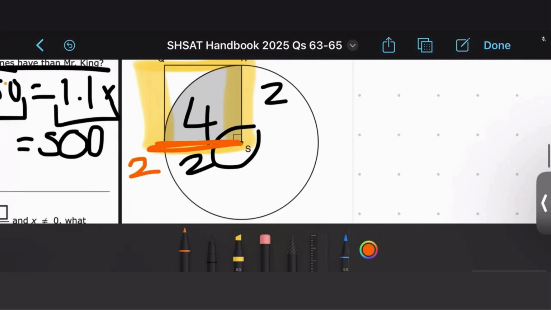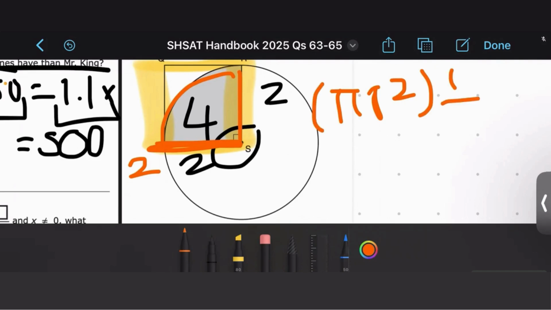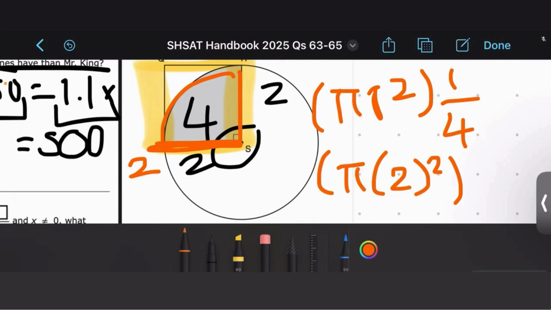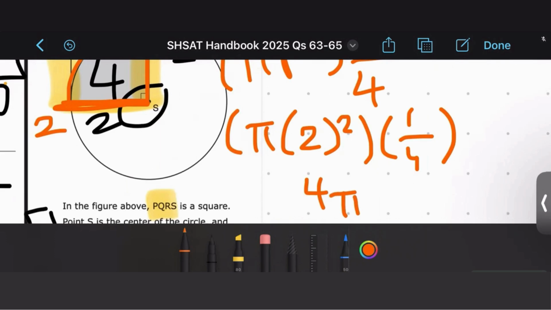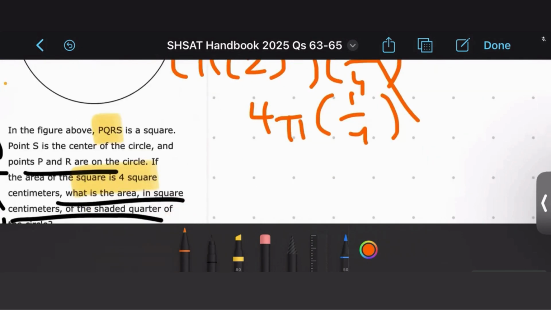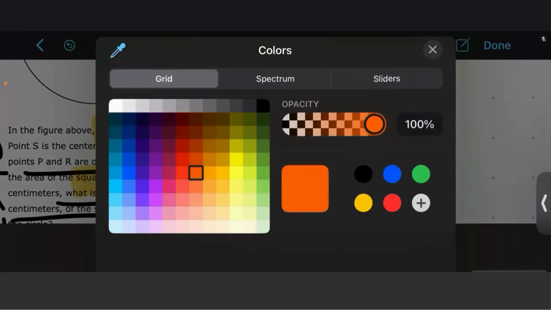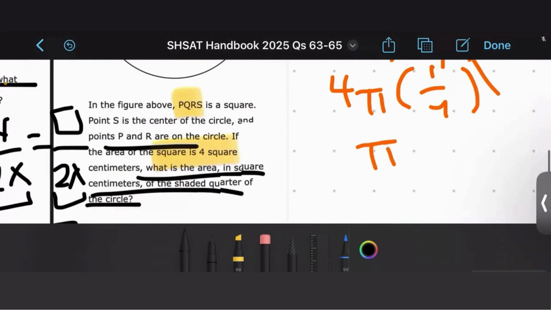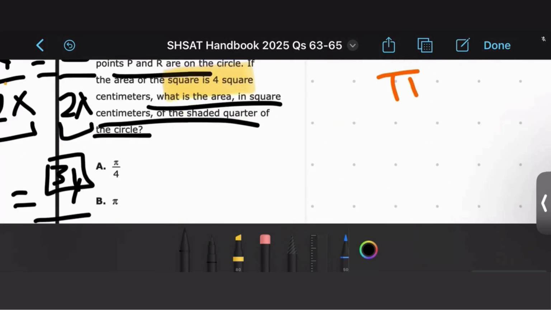Well, the area of a circle is pi r squared. But the shaded quarter is just 1/4 of the entire circle, so we're going to multiply this by 1/4. And now we're just going to plug in. We know the radius is 2, so that would be pi times 2 squared times 1/4, which is 4 pi times 1/4. 4 times 1/4 is just 1, so it's just pi. Therefore, the answer to this question, what is the area in square centimeters of the shaded quarter of the circle, is B, just pi.